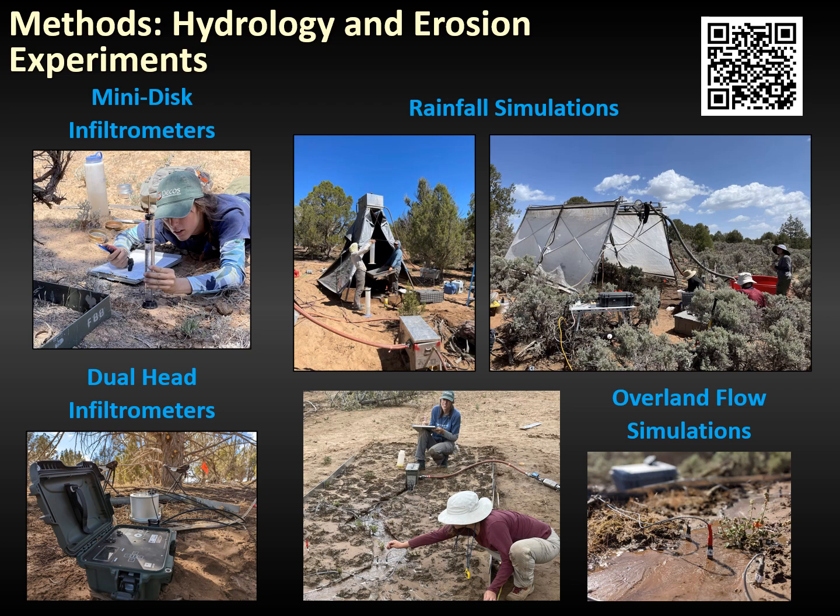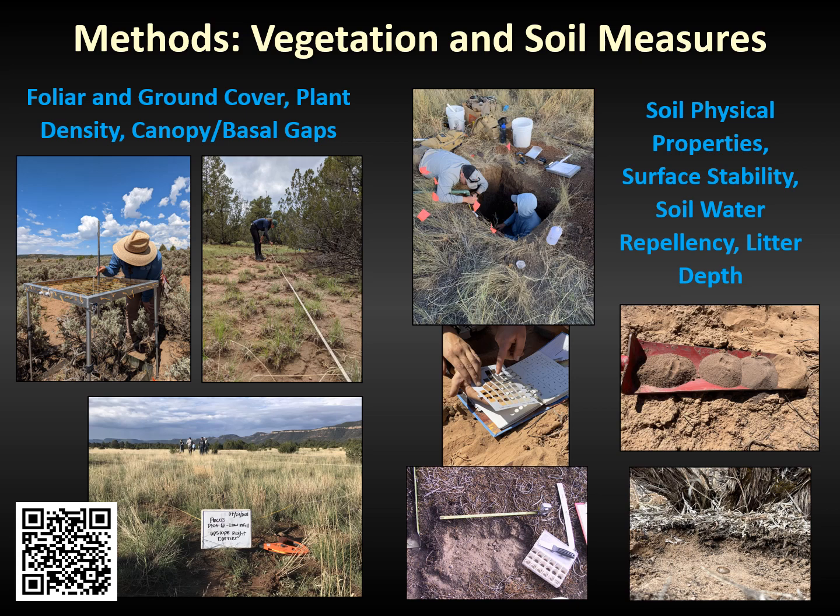Infiltrometer methods allow us to isolate the effects of soil properties, whereas the rainfall simulation and overland flow experiments incorporate the effects of vegetation, ground cover, and soils on hydrology and erosion processes. In addition to the hydrology and erosion experiments, we quantify a number of vegetation, surface conditions, and soil attributes at each site to determine the controls on hydrology and erosion processes. These include, but are not limited to, foliar and ground cover, plant density, soil characterization, soil physical and hydrologic properties, ground surface roughness, soil stability, and litter depth.